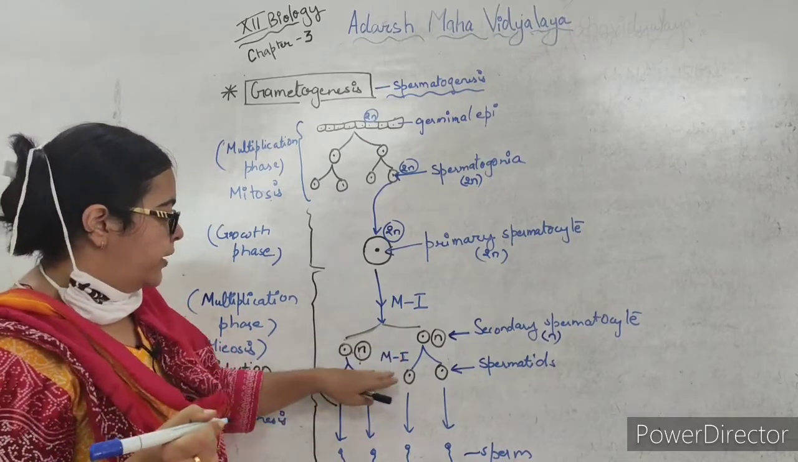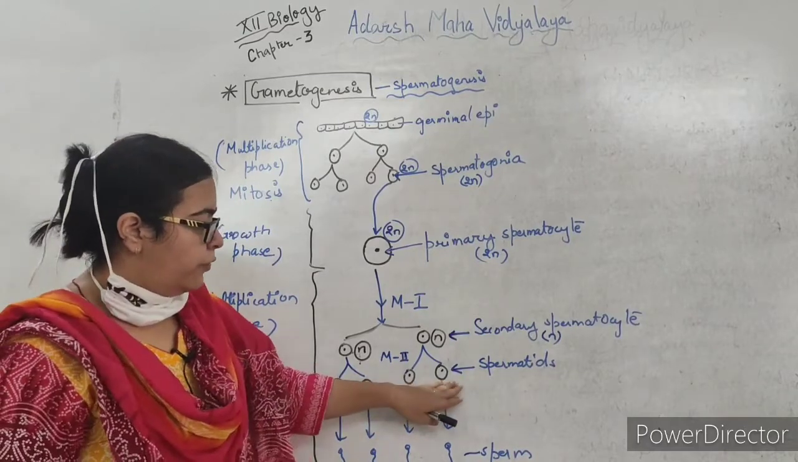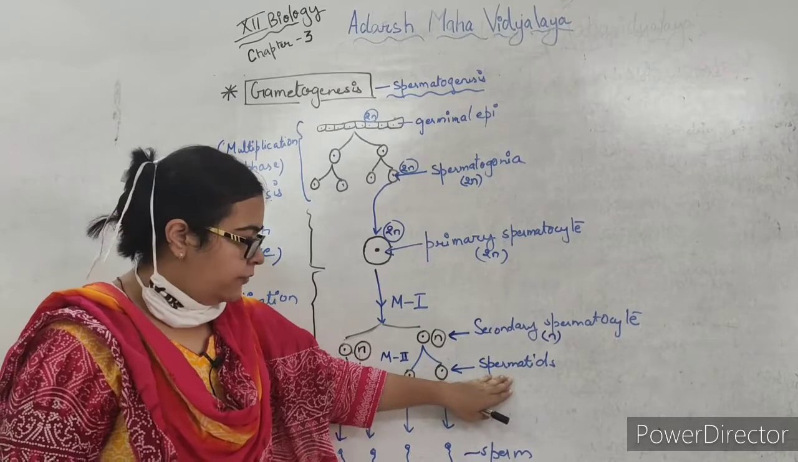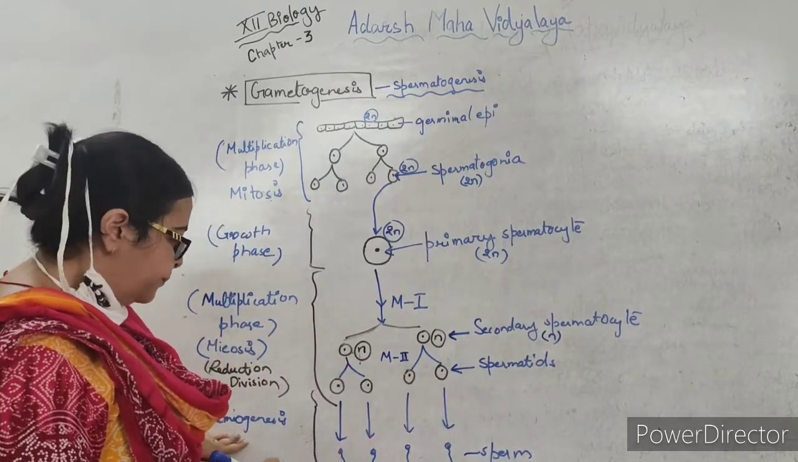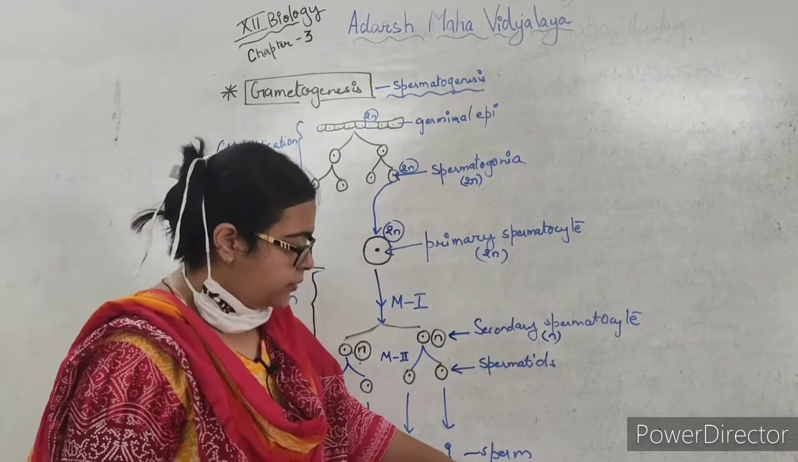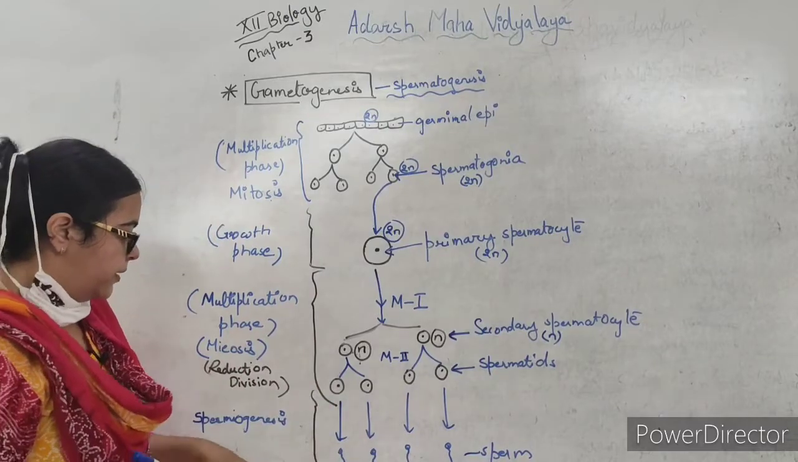Okay, so it will undergo meiosis 2 and 4 daughter cells will be formed, and these will be the spermatids, and spermatids will undergo a specific process, that is spermiogenesis, due to which they will form a structure, that is sperm.